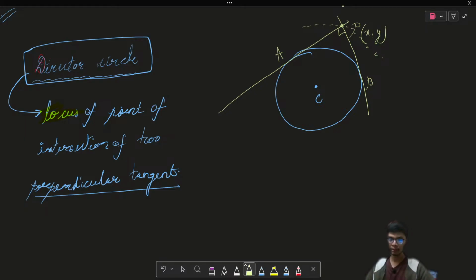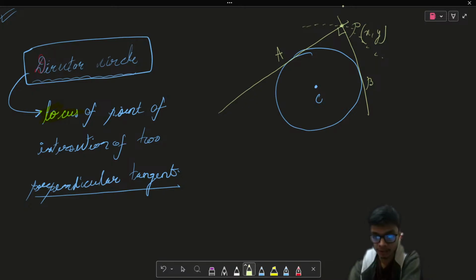Now please make sure that the director circle may not always be a circle for any given conic section. For example, in the case of a parabola, we do not have a director circle as a circle; we have a straight line. However, we call it a director circle because we define it as a locus of the point of intersection. So for some conic sections, you won't get a circle. Please take note of this carefully, because it is going to be very useful to understand the results in different conic sections as well.